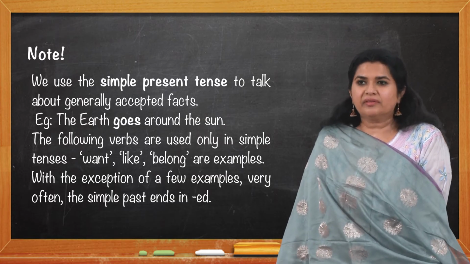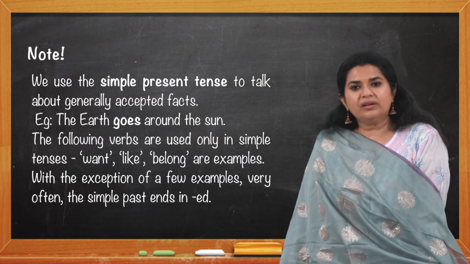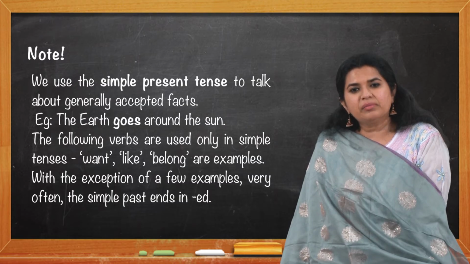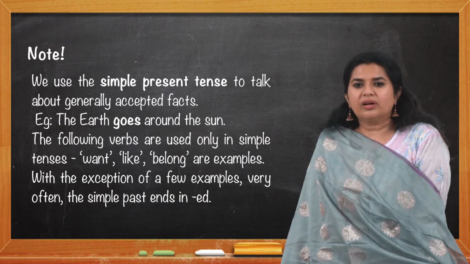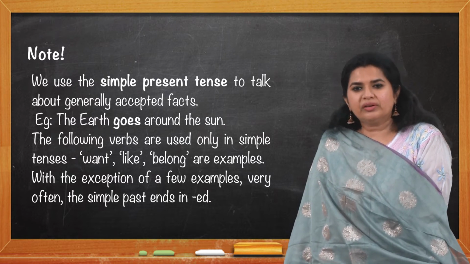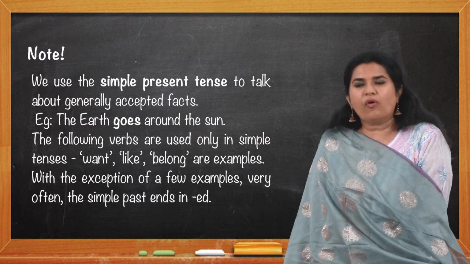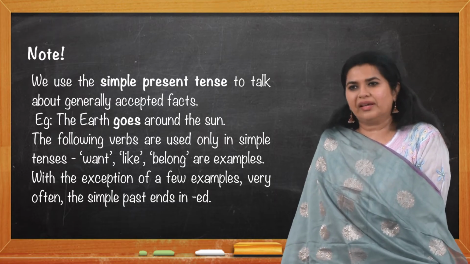The verbs which are always used in simple tenses are want, like, belong. So, I liked her, I like her, okay. I was liking her, no, you do not use such a sentence construction. I was wanting it very badly, no, I wanted it badly, that is it.